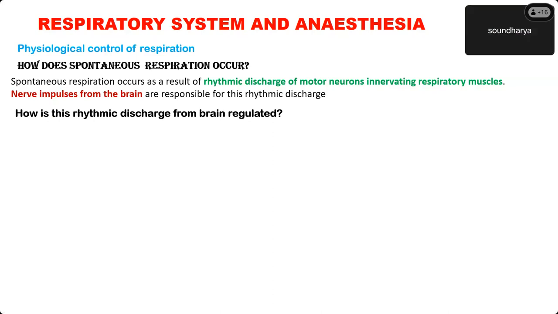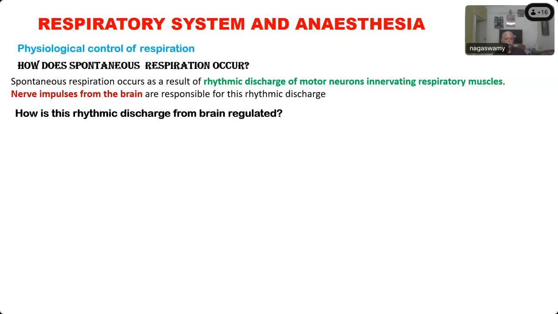Brain, what mediates? Neurotransmitters. That is for nerve conduction. Okay, sir. But how does the body or brain decide that inspiration should go on for such and such seconds or minutes, and then it should stop and change over to expiratory?